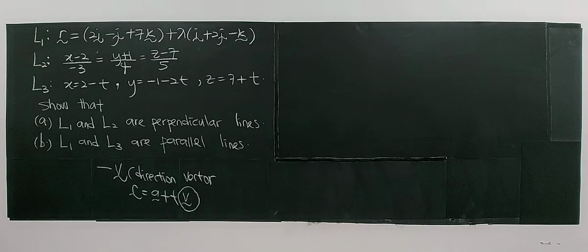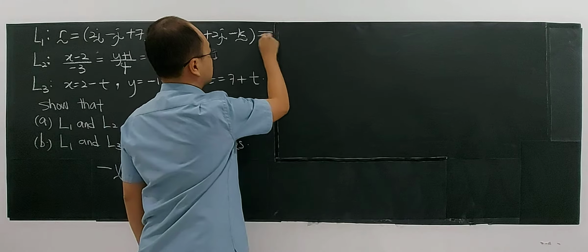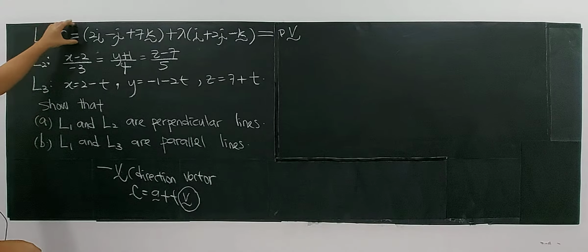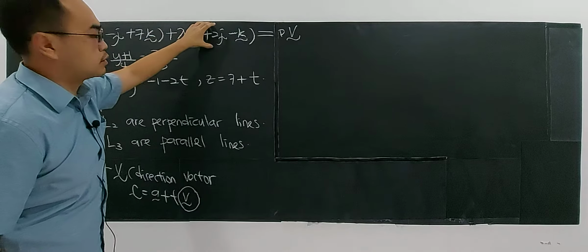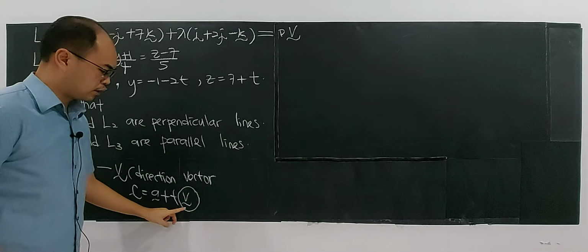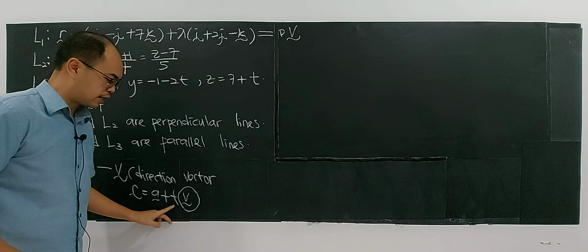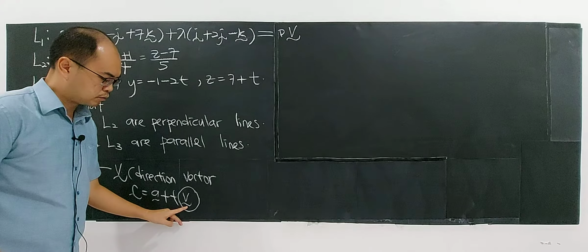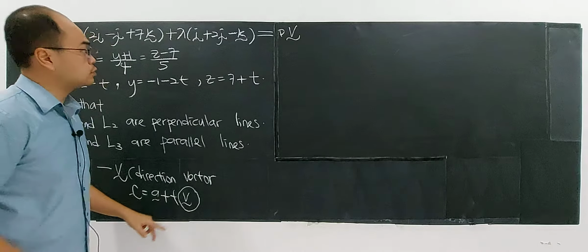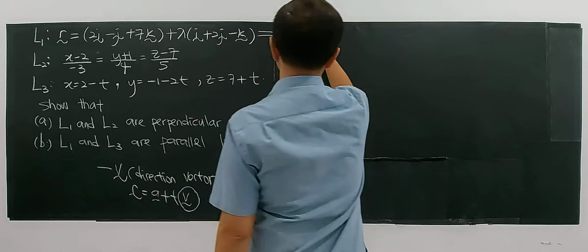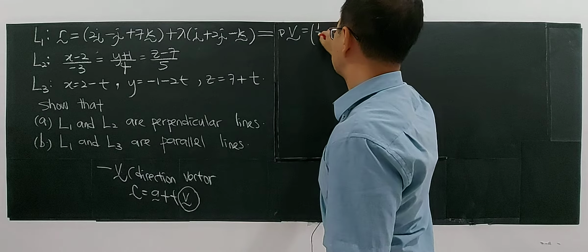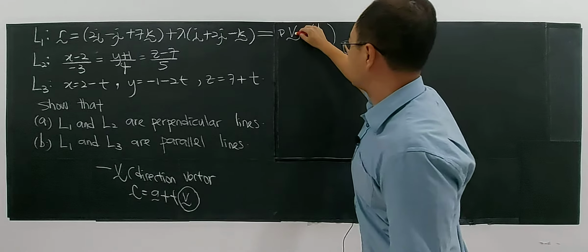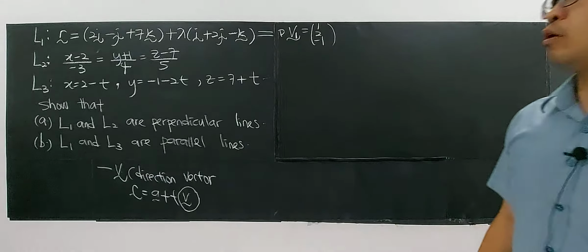For the first line, the direction vector can be taken very easily. Because r equals a plus lambda v, the vector multiplied by the parameter is the direction vector, which is (1, 2, -1). So I have the direction vector, and I label it as V1 for line 1.